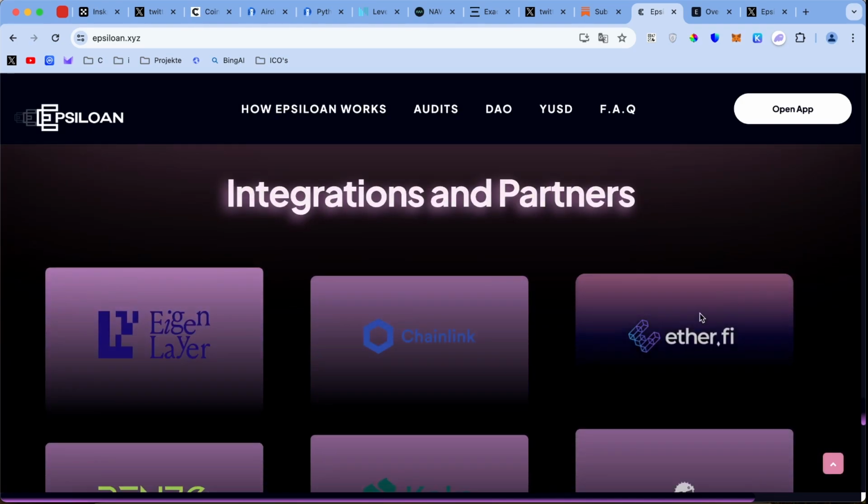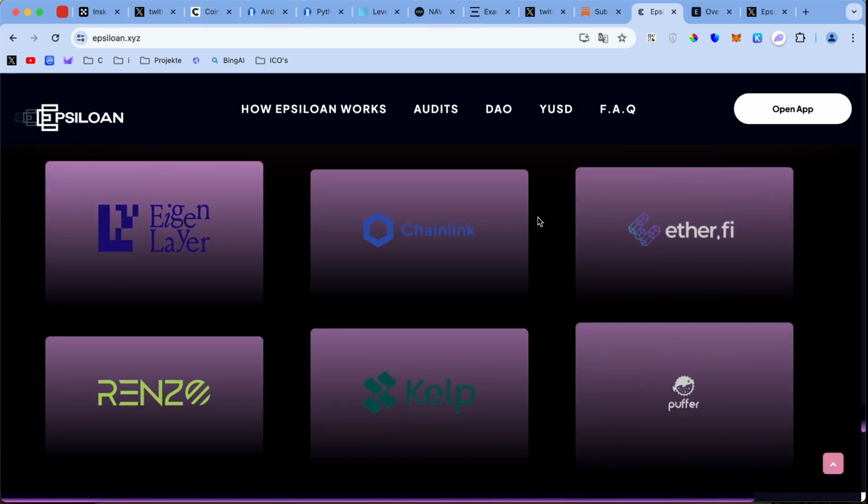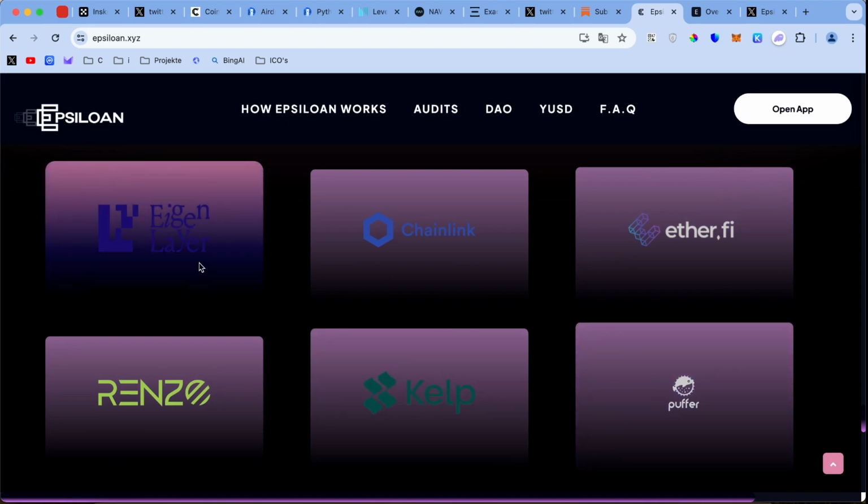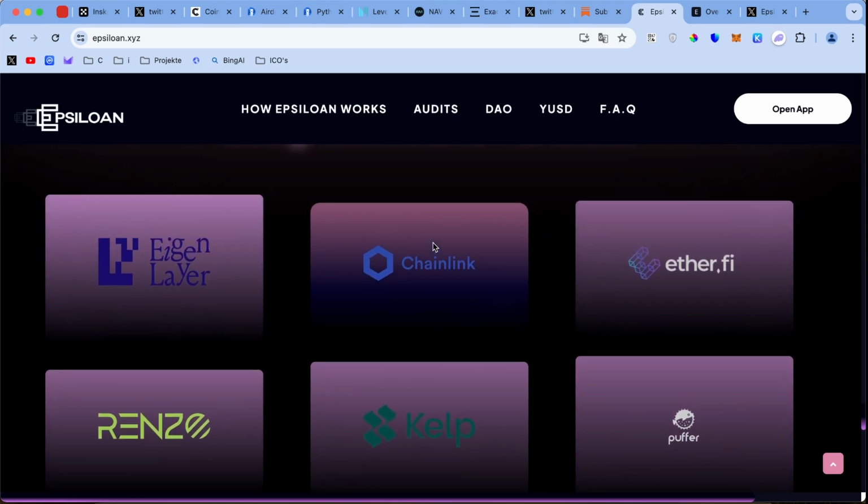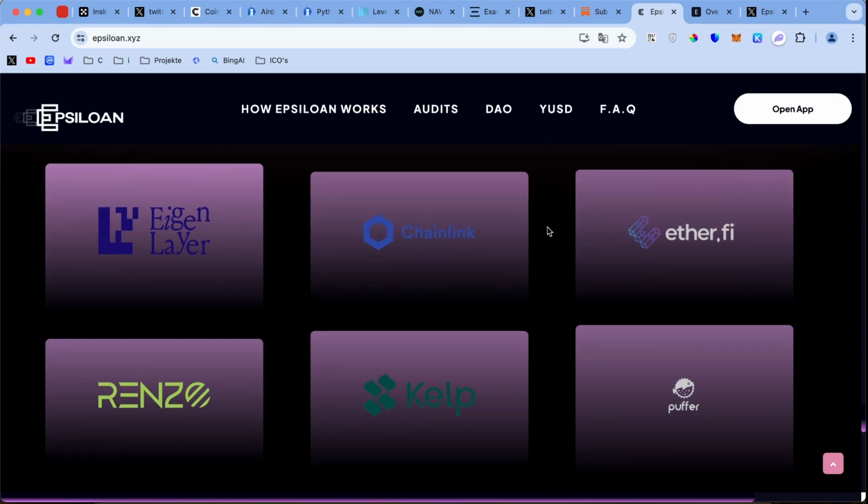They have many integrations, so you can see the partners EtherFi, Renzo, Kelp, Puffer, Eigenlayer. I think many of you know them. They are the hugest liquid restaking tokens worldwide. So having them as partners for this token is a huge opportunity to make this grow.